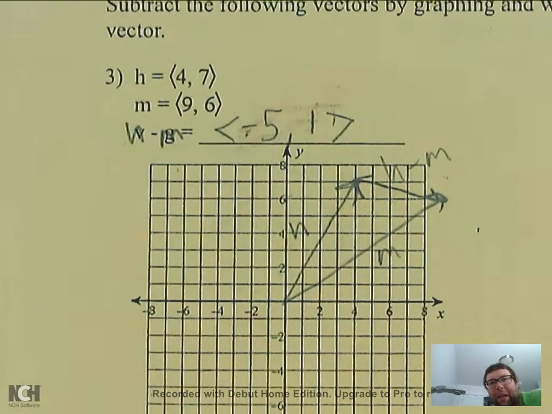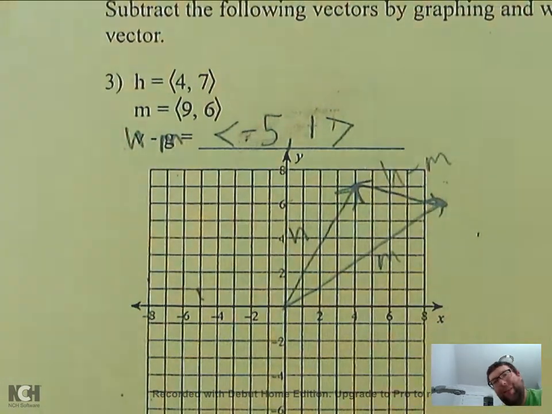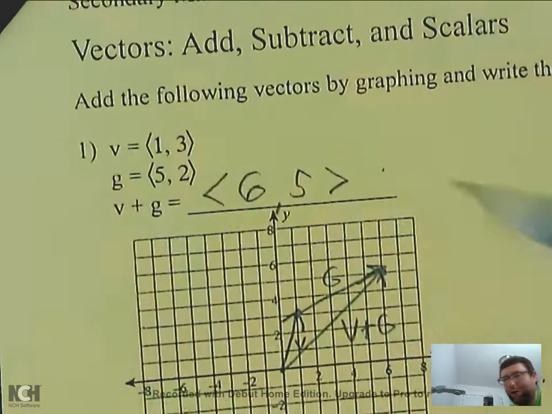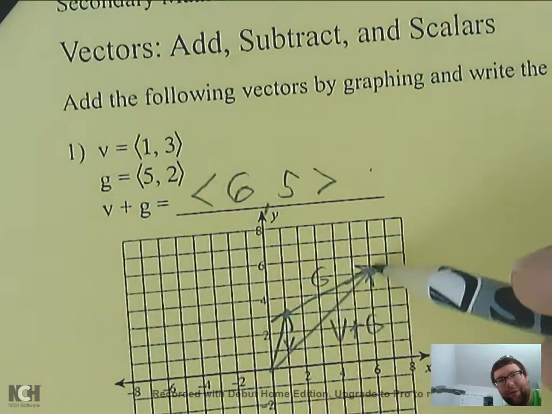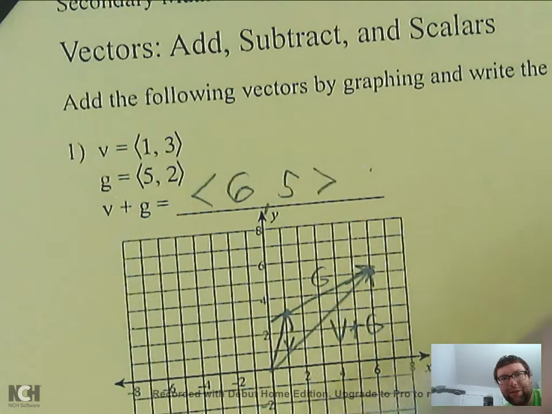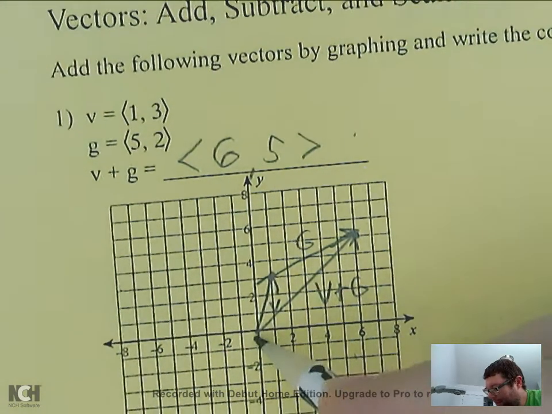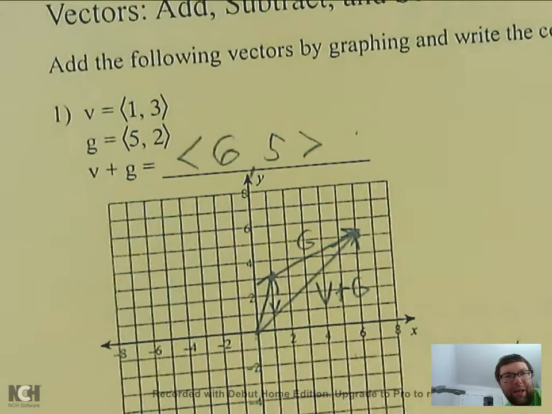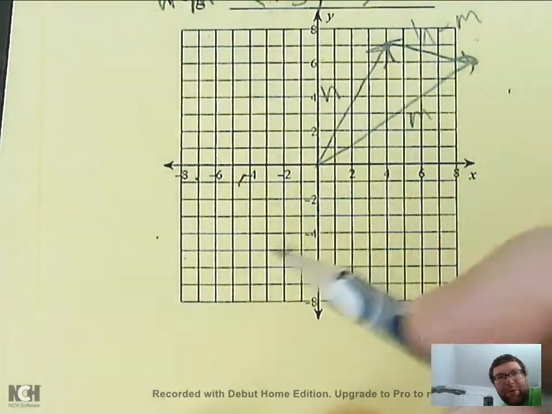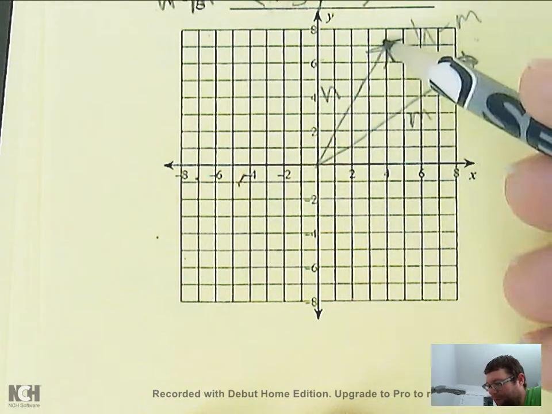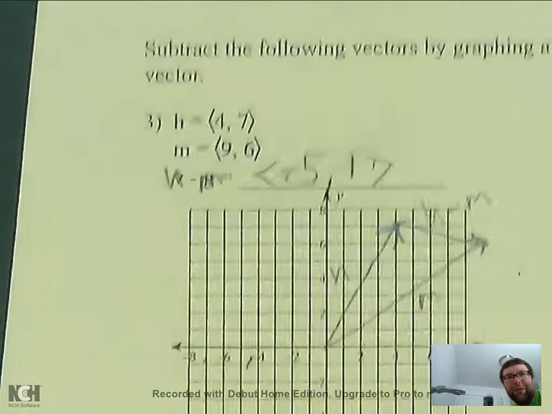Okay, now that's how you do it graphically. So again, with adding, you start at the initial point of the first vector and go to the head of the second. With subtracting, you basically both start at the origin, right? And then you draw an arrow going back to the first one, and that gives you your components.